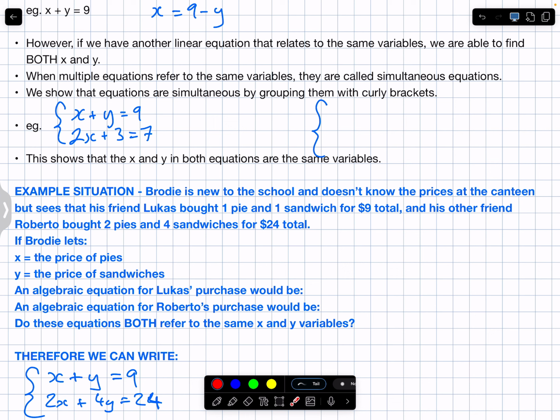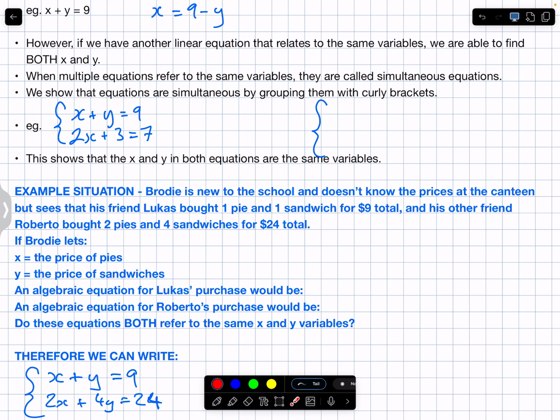for $9. He also told, maybe he's got social anxiety. He doesn't want to go into the canteen and ask. He'll ask his friends though. His other friend, Roberto, bought 2 pies and 4 sandwiches, $24 in total. If Brody, socially awkward but likes to do maths, sets x to be the price of pies and y to be the price of sandwiches, can someone give me an algebra for what Lucas's purchase would be?